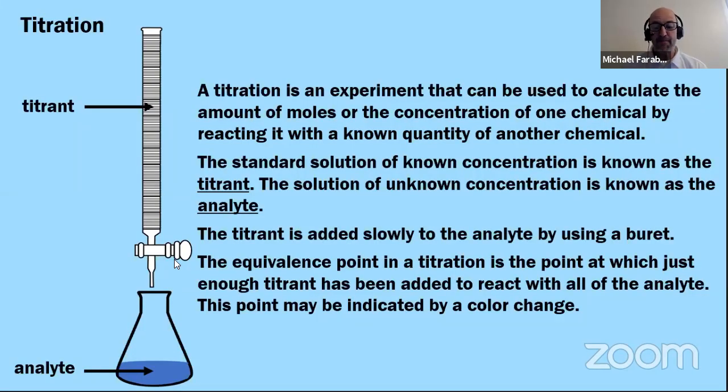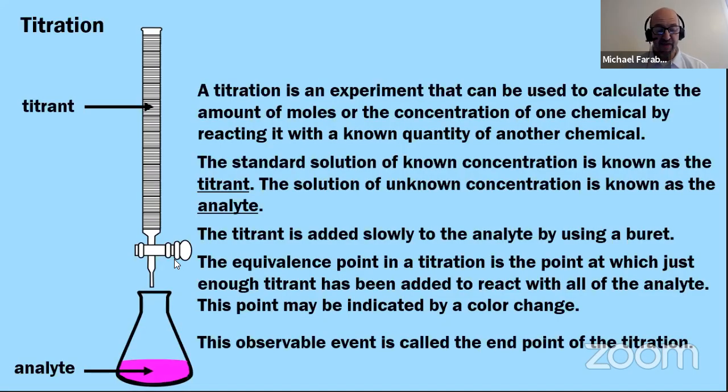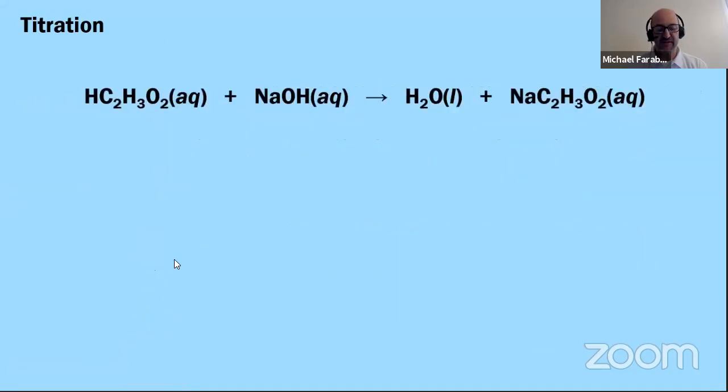And this point may be indicated by a color change. And if that color change happens, then the observable event would be called the end point. And you want the end point to be as close to the equivalence point as possible. So we normally design our experiment so that the color change happens very close to the equivalence point. All right, so for titration, I'm going to give you an acid-base reaction to start.